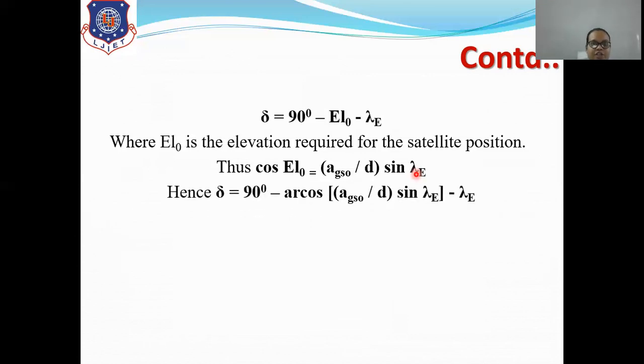Clear? So substitute the EL0 equation into the main equation. You will find delta is equal to 90 degrees minus arc cos of AGSO by D into sine lambda e, minus lambda e. Clear? So from this equation you will find the angle of tilt. Right? Now based on this equation we will calculate one example.